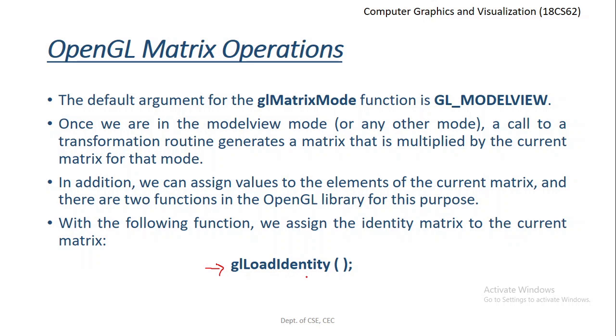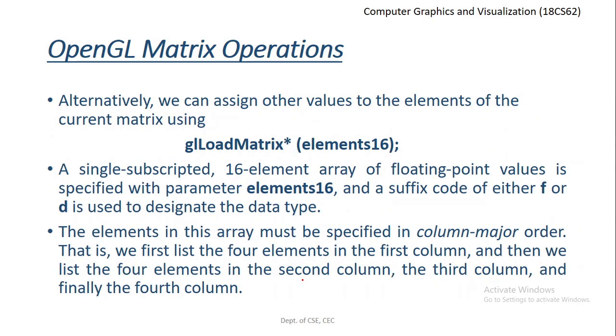The current matrix can be anything. It can be the model view matrix, it can be the projection matrix, and so on. So glLoadIdentity assigns the identity matrix to the current matrix. That is one way. Now there is one more way where we can assign other values to the elements of the current matrix other than the identity matrix. Suppose we don't want to assign the identity matrix, but we want to assign some specific elements to the current matrix.